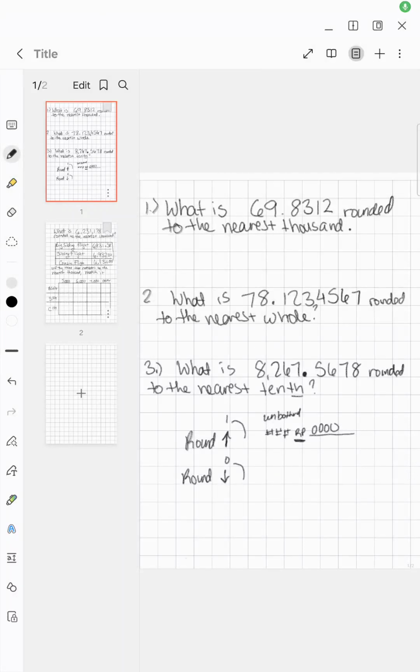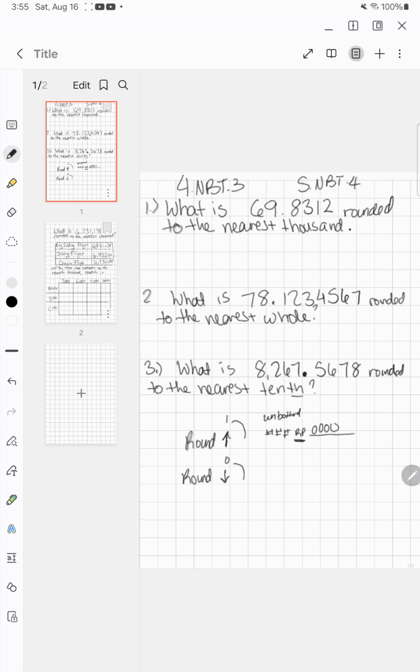I just wanted to make a video on rounding. For 4th and 5th grade math, this would be standard 4.NBT.3 or 5.NBT.4 if you are in 5th grade.